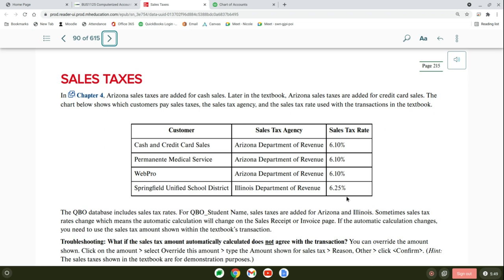So I think one of the reasons why they do that is if you are using this book like we are, 3 years later, you want to make sure to use these numbers even if things have changed. So these things happen sometimes. We might need to override every time we make a sale for Springfield Unified School District. Okay.